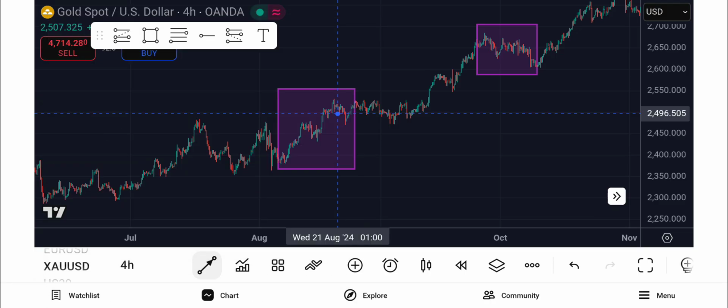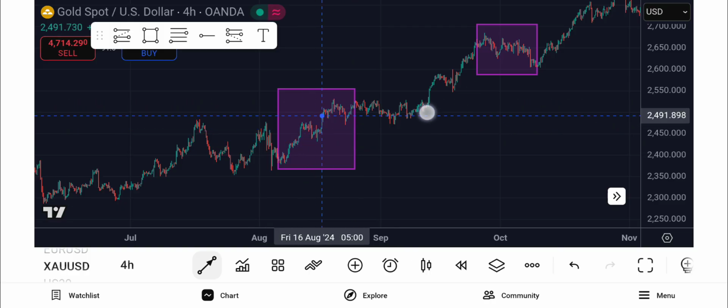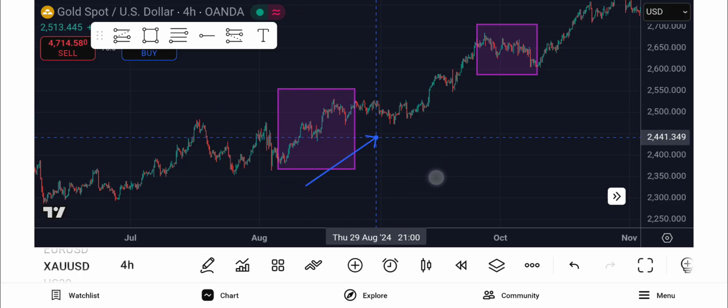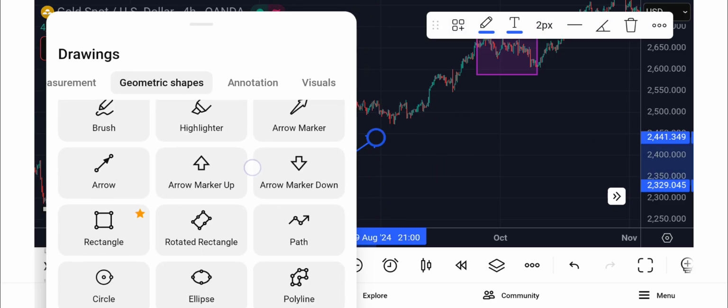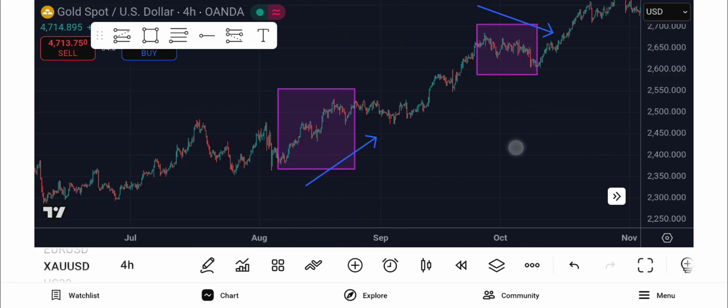First and foremost, let's do this one first. Just focus on what's in the box, right? What trend is this if you look at it? If you guessed bullish, you're correct. If you guessed bearish for this one, you're correct.